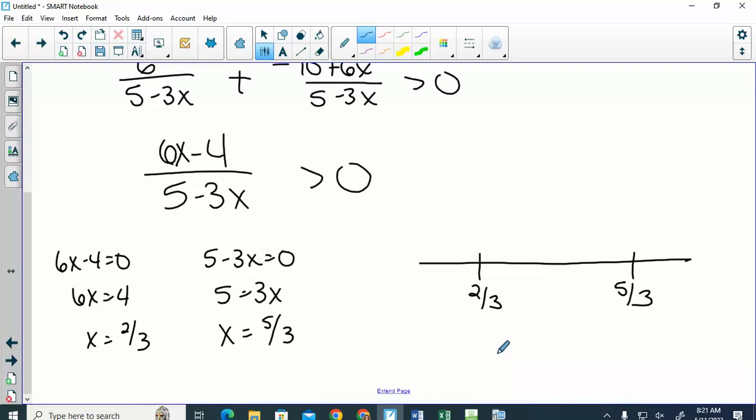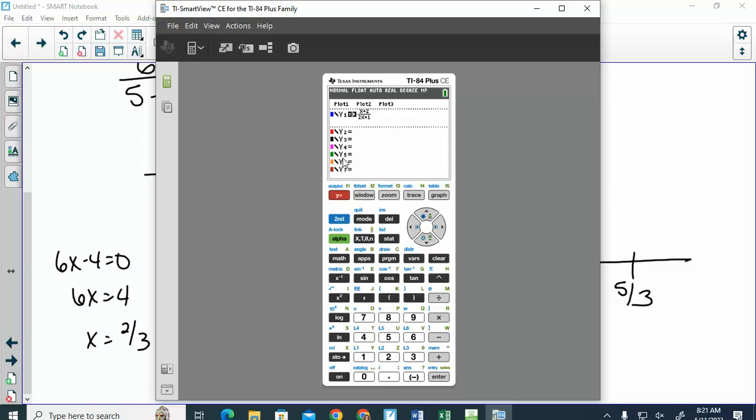You guys okay there? Then what do we do? Graph it. So we had (6x minus 4) over (5 minus 3x).